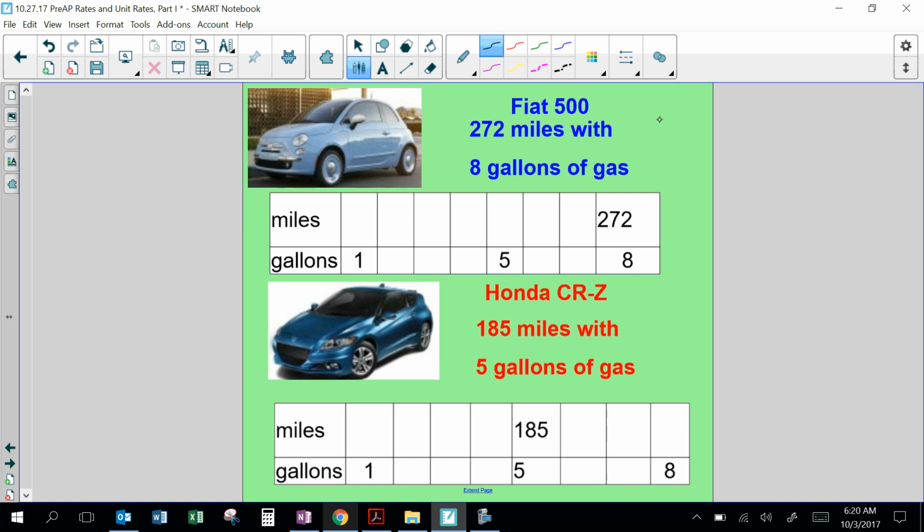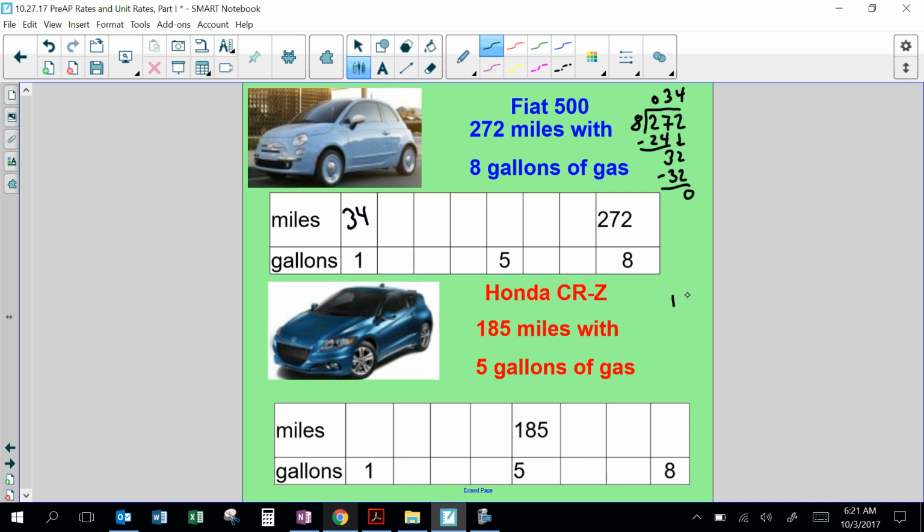So let's break it down. It's 272 miles for 8 gallons of gas. How many 8s go into 2? 0 times. How many 8s go into 27? 3 times. 3, bring down the 2. How many 8s go into a group of 32? 4 groups. So if we break it down, for every gallon of gas, you can go 34 miles.